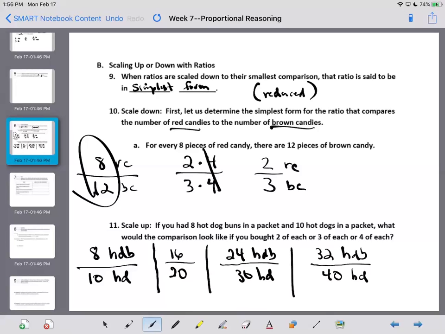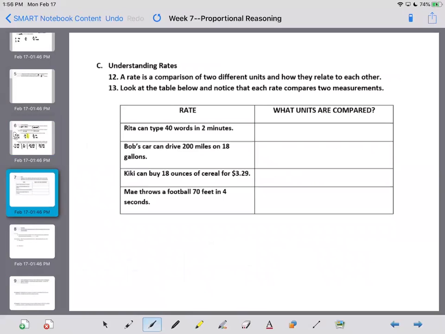And when we scale it down, remember, in yellow here, we're looking at common factors that we can divide out. So a rate, we talked about ratios. Now let's look at rates. A rate is just a comparison of 2 different units and how they relate to each other.